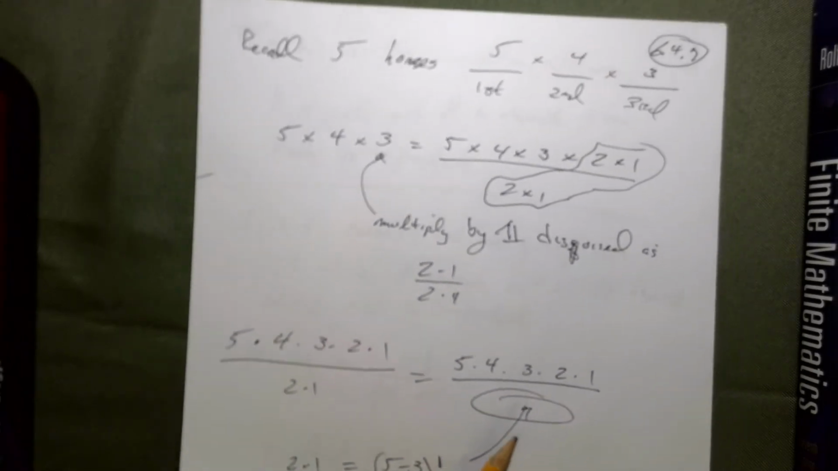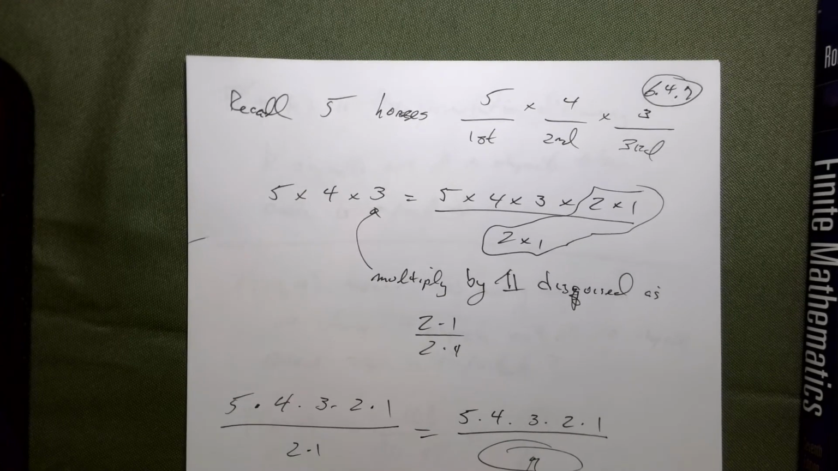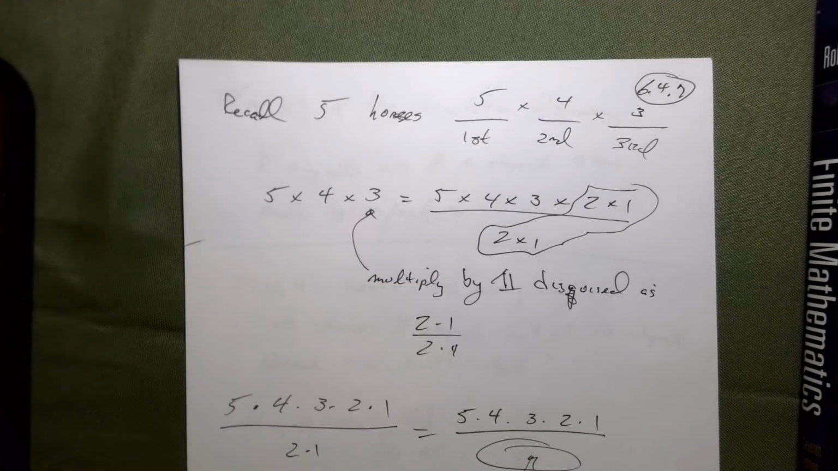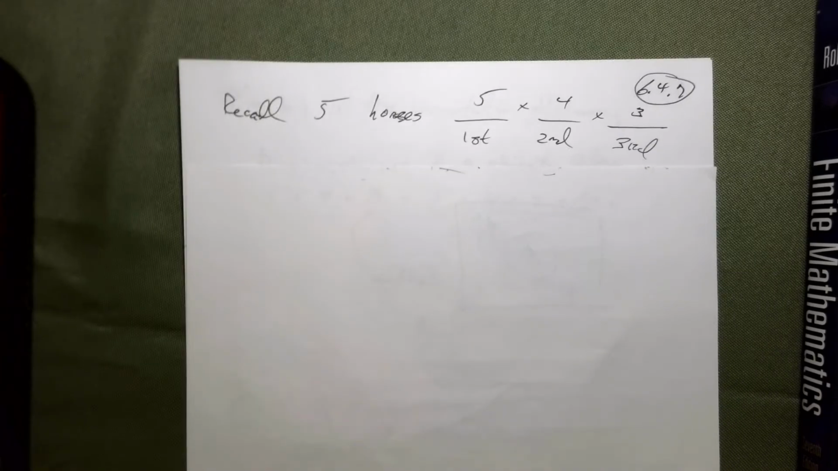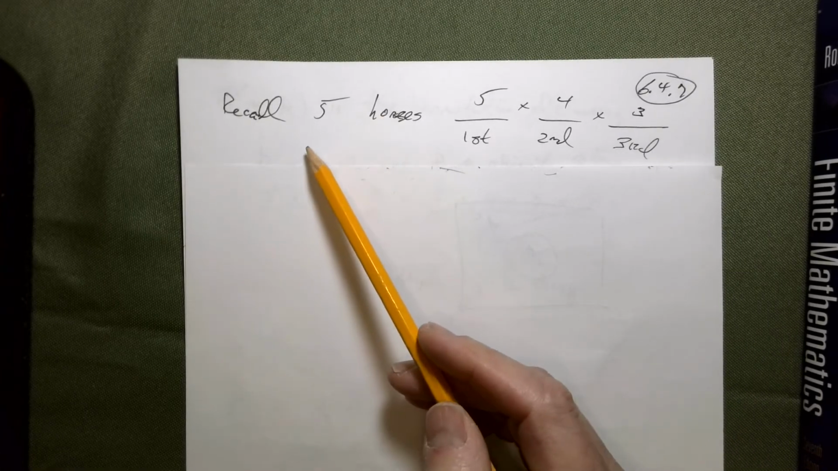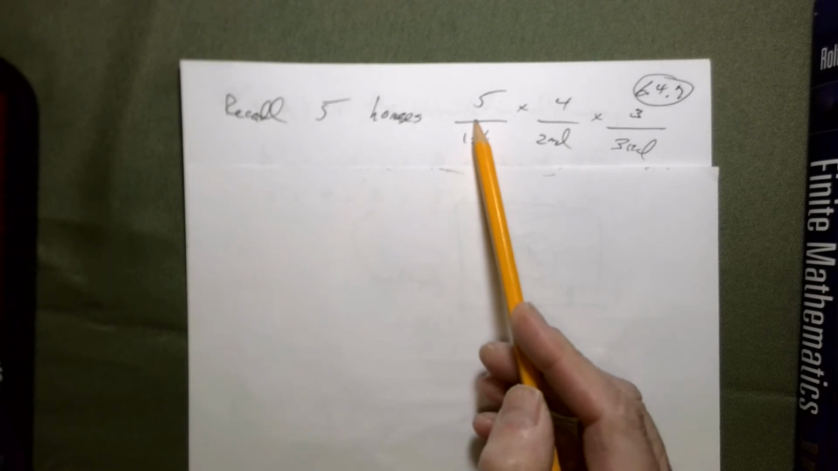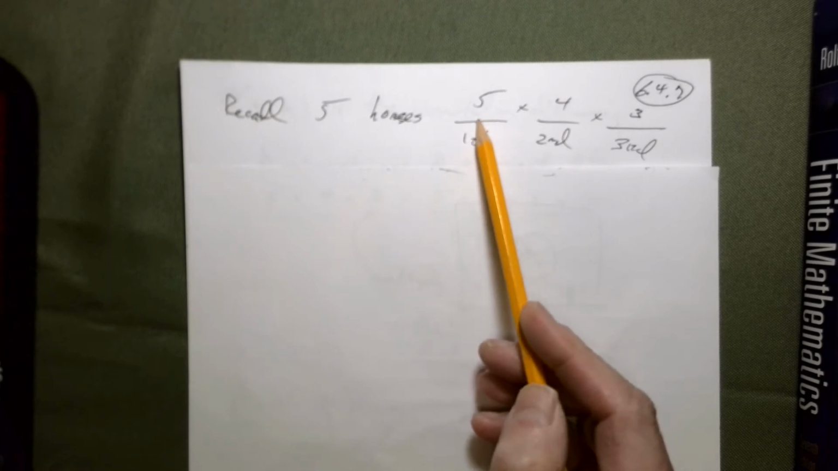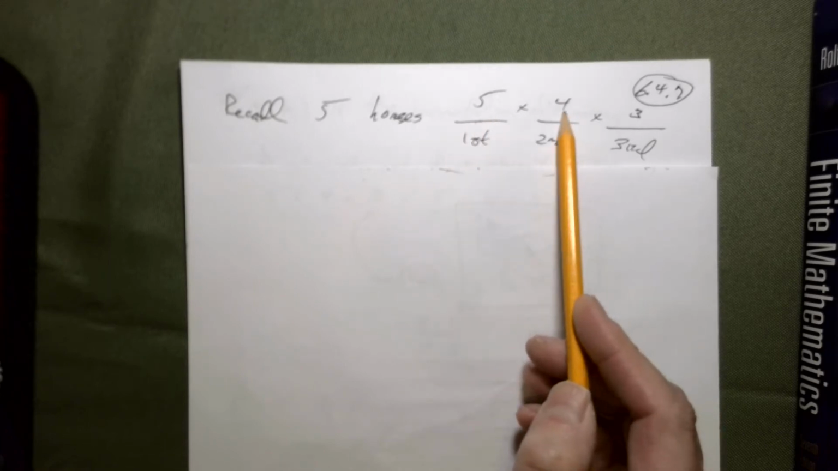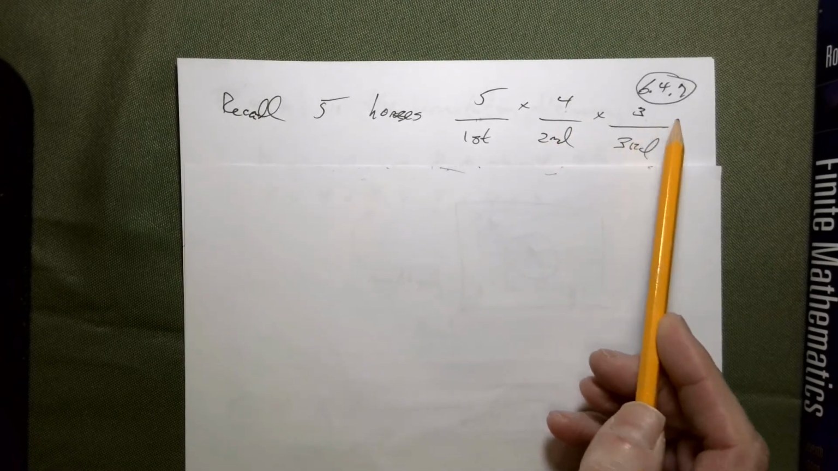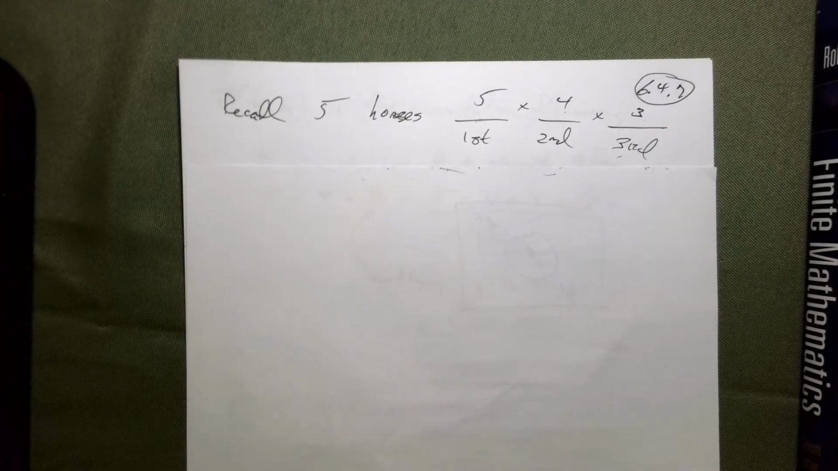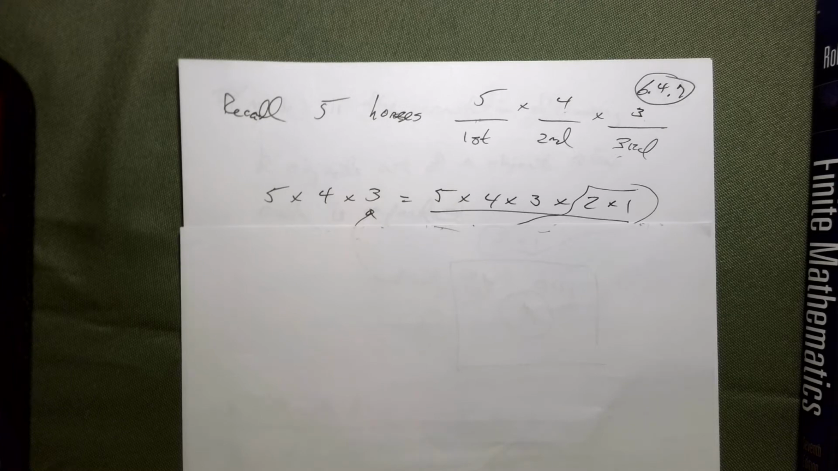Okay, now, let's go back to our 5 horses again. So, how many horses can come in first place? One of the 5, right? How many horses do we have left? 4. Then I have only 3 left in third place. Multiplication principle just says multiply those.